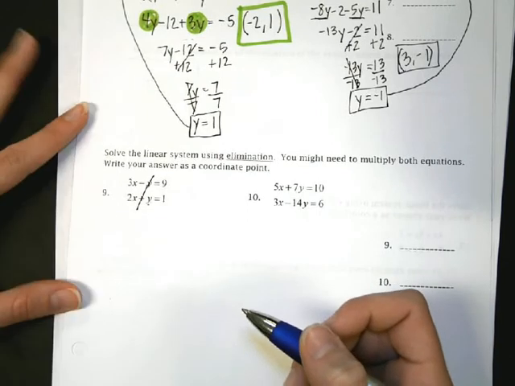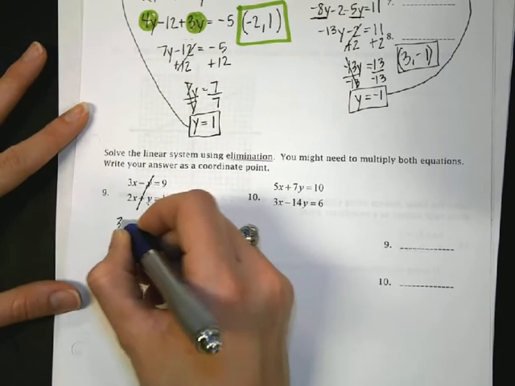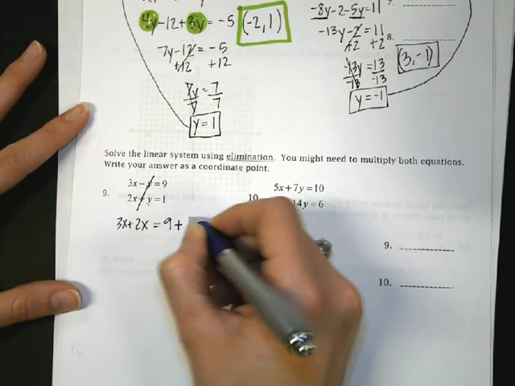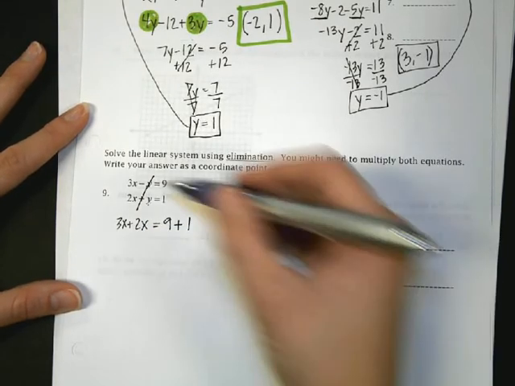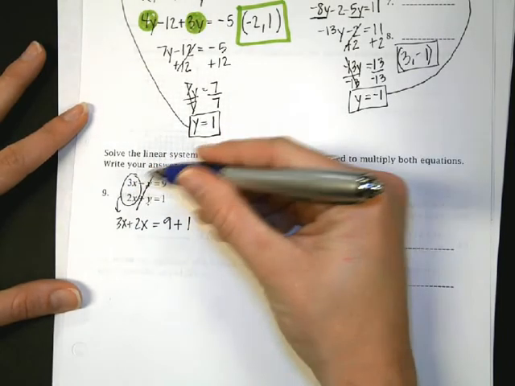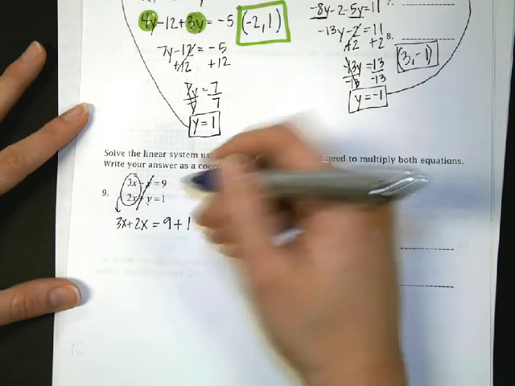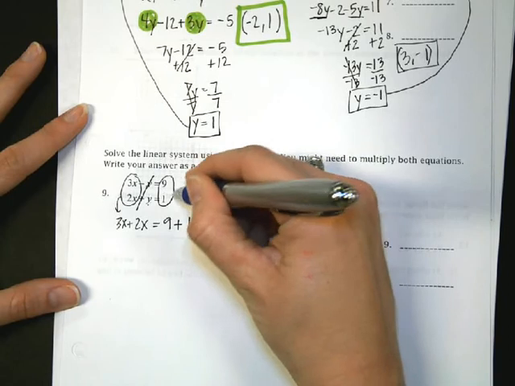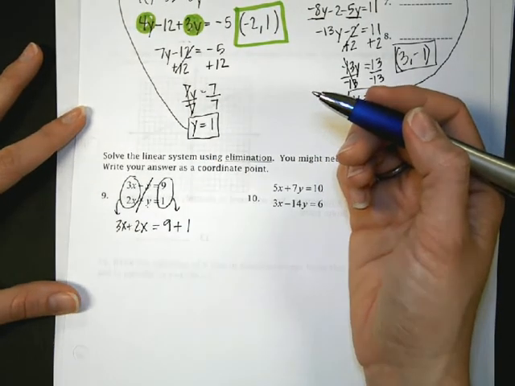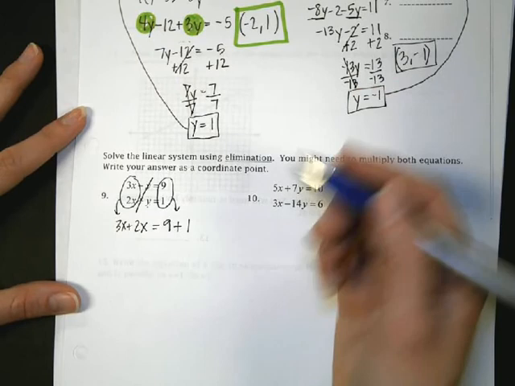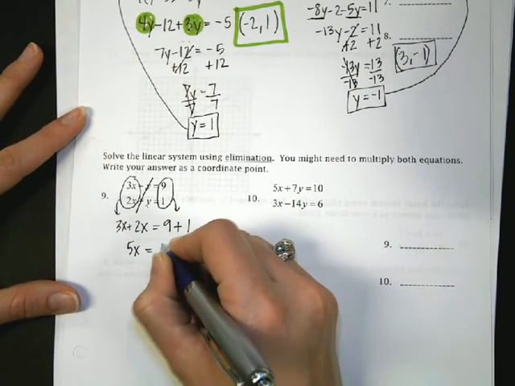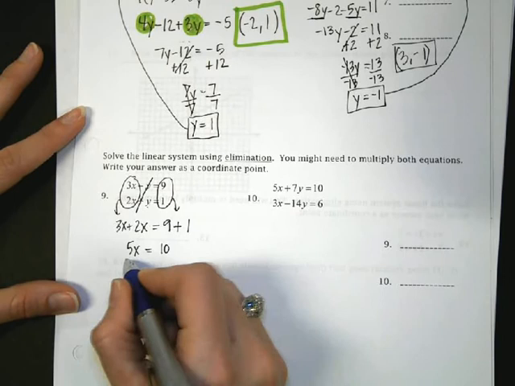3x plus 2x is going to equal 9 plus 1. Notice you're just taking these two and adding them together on the left side because they're on the left side. Then you're taking these two, adding them together, and putting them on the right side of the equal sign because they're on the right side of the equal sign. 3x plus 2x is 5x equals 9 plus 1 is 10. And then you would divide by 5, divide by 5. So x is going to equal 2.